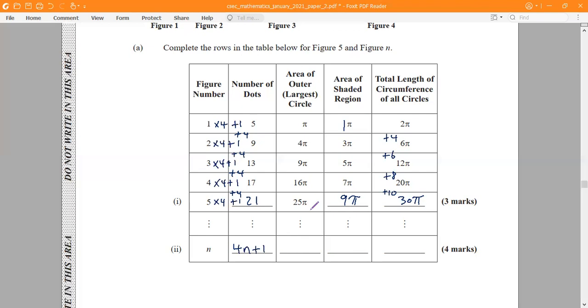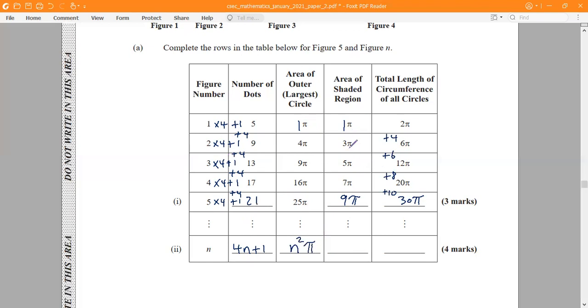Let's look at the area of the outer or largest circle. So we have 1 pi here, since 1 is understood. And what we are doing is we are squaring the first number. So we have 1 squared, 2 squared gives 4, 3 squared gives 9, 4 squared gives 16, 5 squared gives 25. Right? So 5 to the power 2 is 25. So we need to put n to the power 2, or n squared, and pi.